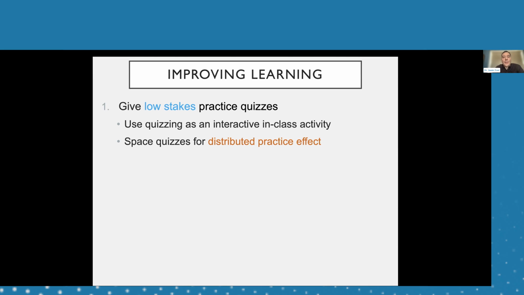Another thing that I do with my practice quizzes is I space them out by chapters or chapter sections so that each week students are doing a quiz. And what that does is it allows them to engage in spaced study or distributed practice, meaning they're not studying everything just the night before the exam. They're studying it over several days or a few weeks.